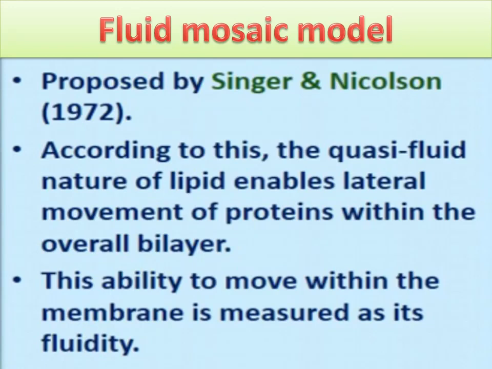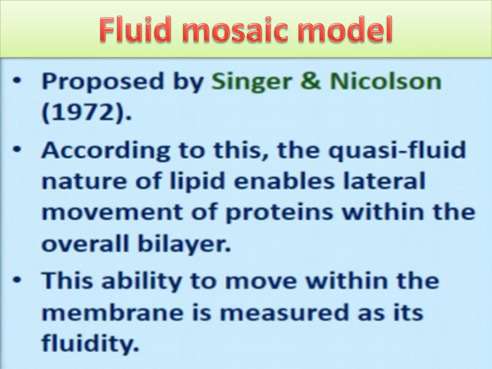Fluid mosaic model. It was proposed by Singer and Nicholson in 1972. Before them, different models were given for the structure of plasma membrane, but all were discarded due to some limitations. So finally, now we have this fluid mosaic model of plasma membrane given by Singer and Nicholson, and this is an accepted model of plasma membrane structure.